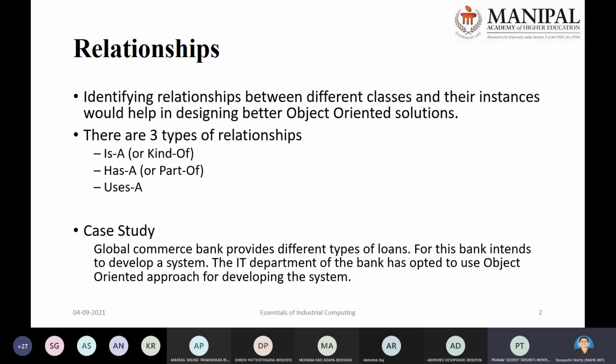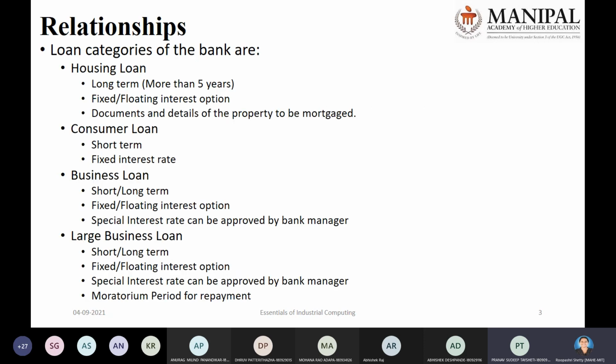So to understand the relationships, let us restrict ourselves to one category of classes, that is the loan category. What are the different types of loan offered by the bank? There will be housing loan, consumer loan, business loan, large business loan, and so on. There will be so many others. Each of these loans will have its own requirements or criteria.